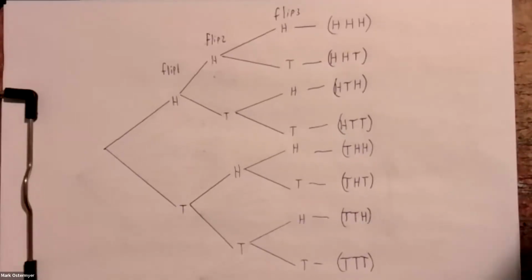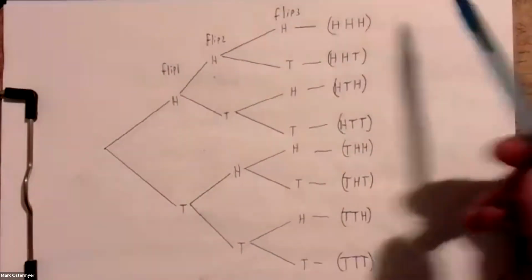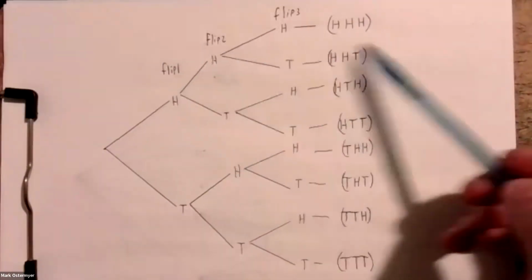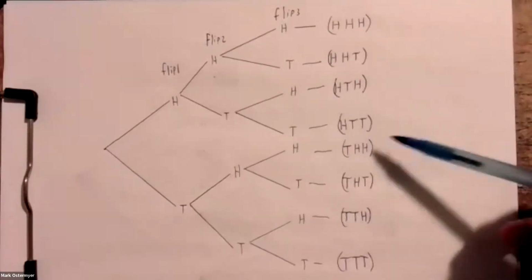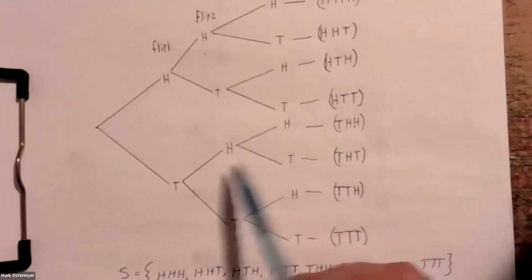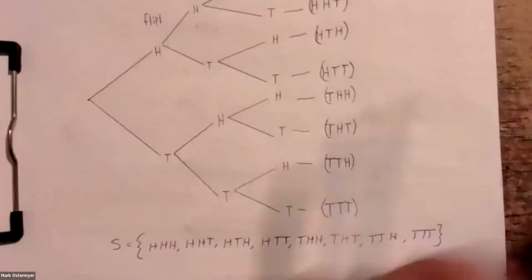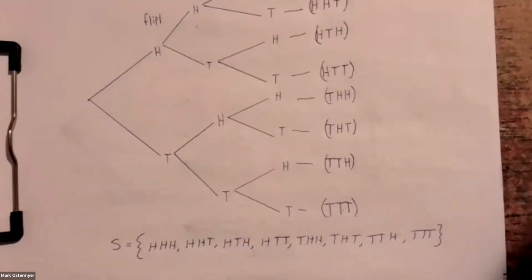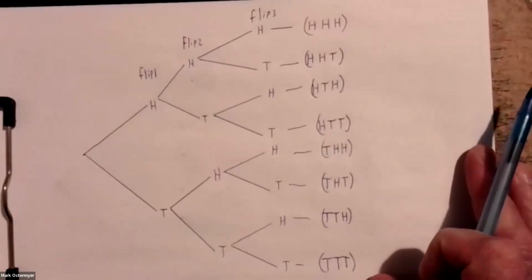Okay, so we can see the outcomes here. Just by following these branches, you can enumerate the outcomes. Head, head, head. Head, head, tail. Head, tail, head. Head, tail, tail. Tail, head, head. Tail, head, tail. Tail, tail, head. Or tail, tail, tail. Okay. So there are 8 outcomes.